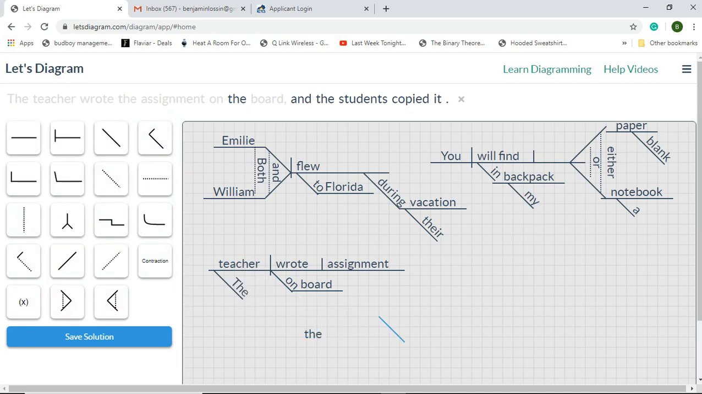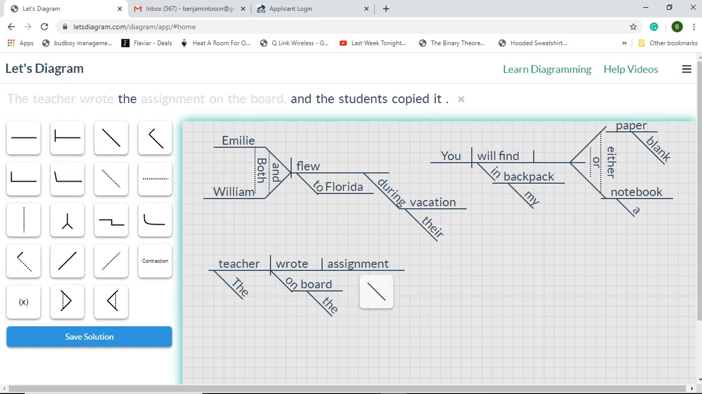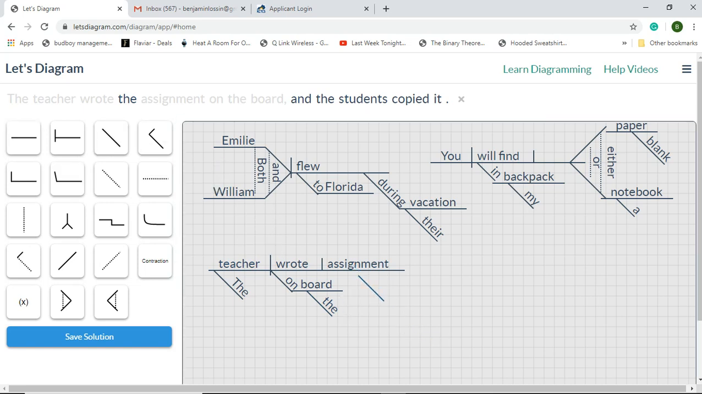The is the adjective modifying board. Which board? The board. Good. Now assignment. This should have been this one. I'm sorry, I grabbed the wrong one. The assignment. Okay. The board. Here. Just so no one's confused. The board. There we go. The assignment. Okay. Adjective modifying the direct object. Assignment.